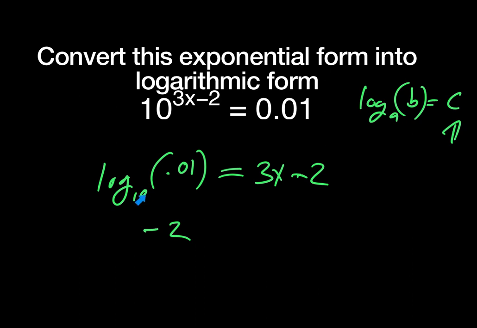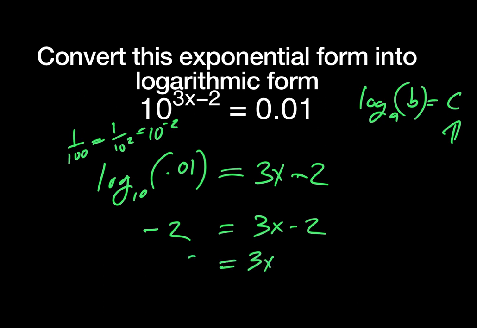And the reason why is, 10 to what power is 0.01? Well, 0.01 is 1/100th, which is 1 over 10 squared, and 1 over 10 squared is 10 to the -2. That's why the log of 0.01 is -2. And you should get that when you plug it in your calculators. This is more a matter of, am I plugging things into my calculator the right way? That equals 3x minus 2. Now we have an algebra equation that I can solve. Add 2. 3x equals 0.